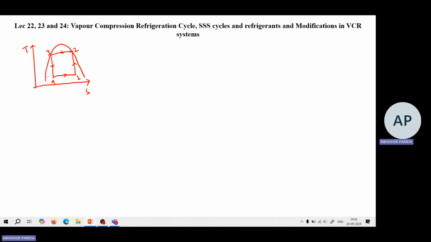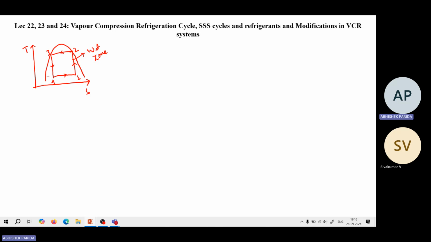But if you remember, the discussion was that this cannot be a practical cycle due to various reasons. First of all, the compression takes place in the wet zone. There cannot be a compressor which can compress both liquid and gas. So that is one of the problems.